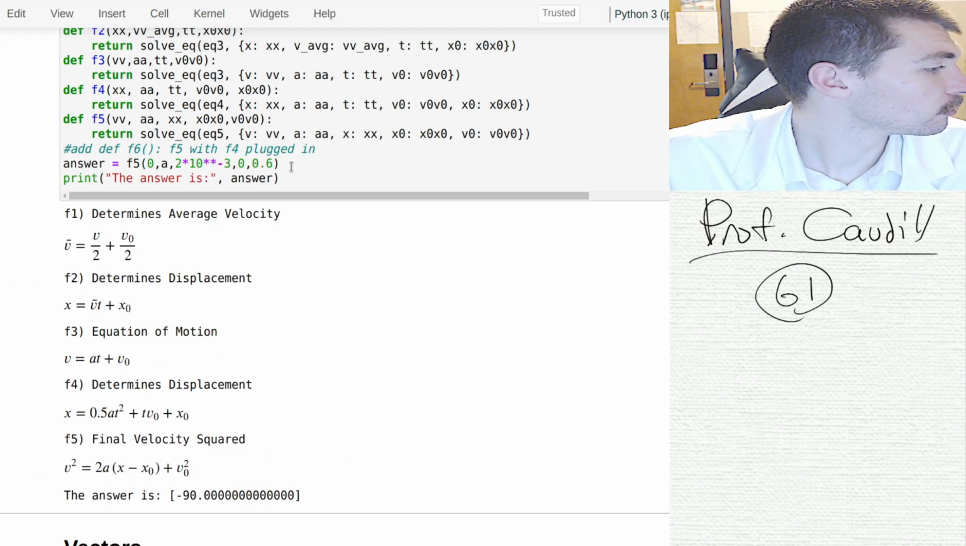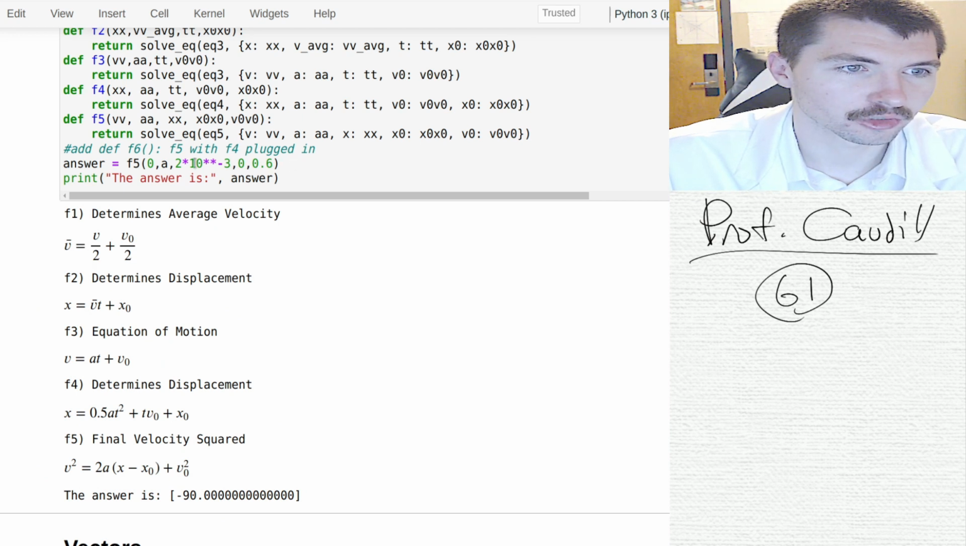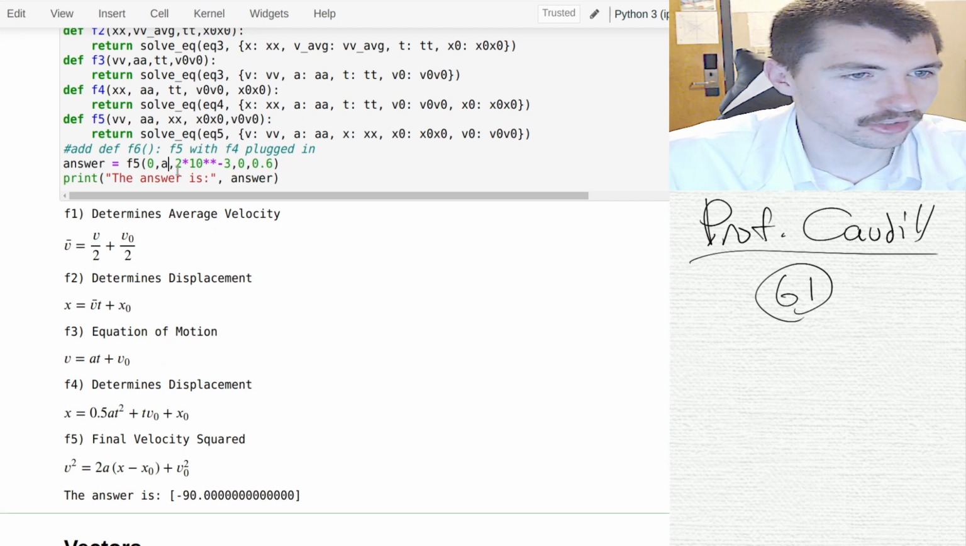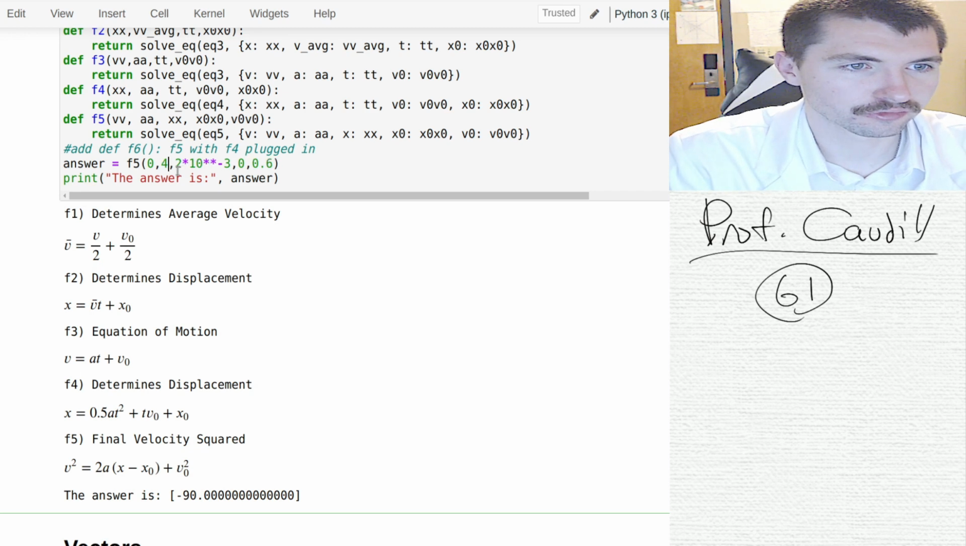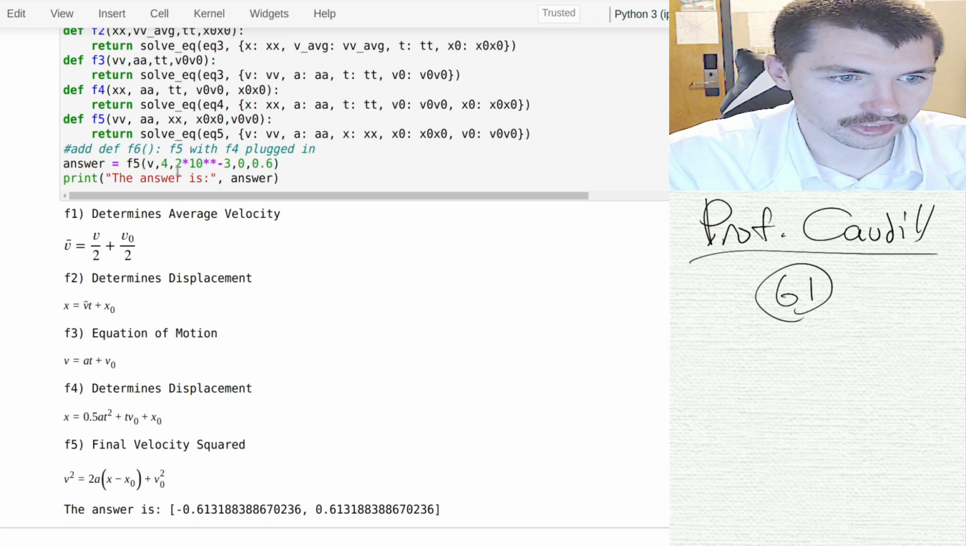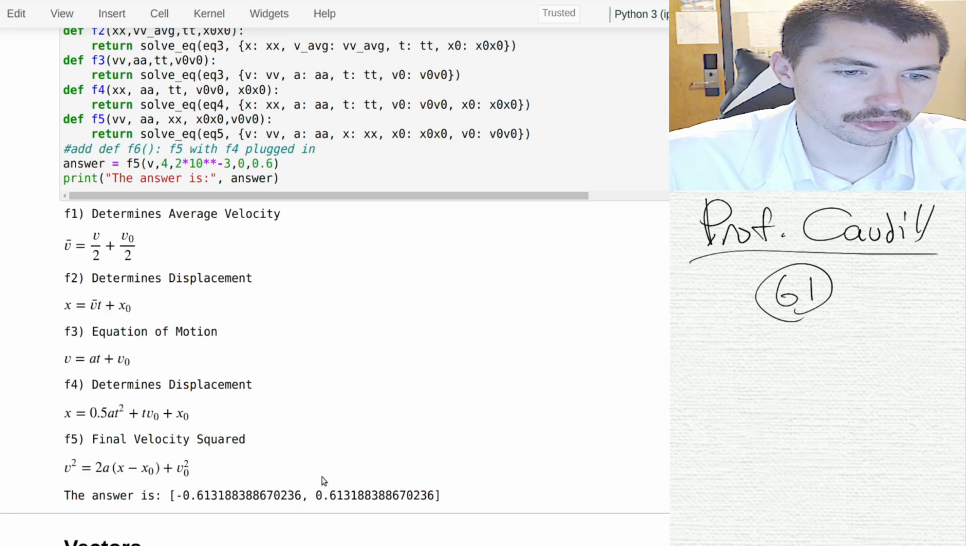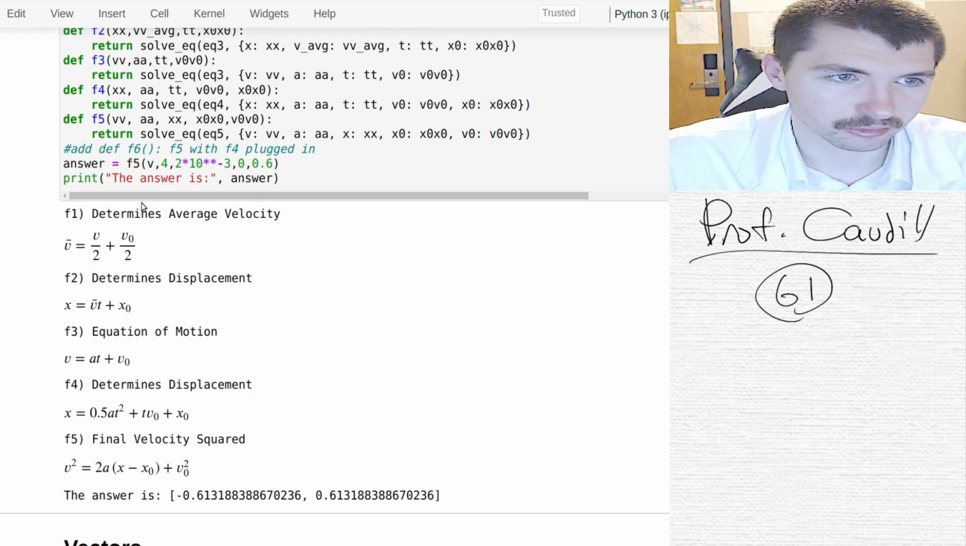meters per second squared. So let's say we know acceleration is 4, but we don't want to know v. Then it's going to give us two answers, and we're going to have to pick which one makes the most sense.